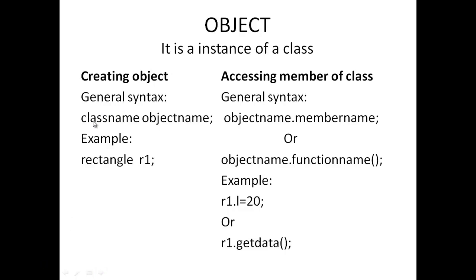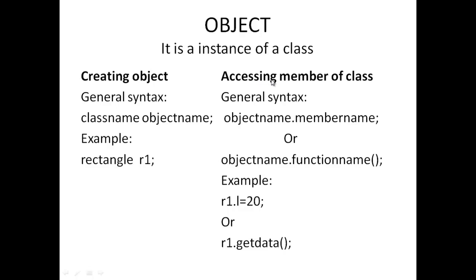How do we create an object? First we write the class name, then the object name, then a semicolon. After writing this line, the object is created. You see here the class name is Rectangle, and I am writing the object name R1. When the compiler reads this line, it creates an object R1 of the class Rectangle, and with the help of this object we can access the data members or the member functions of the class.